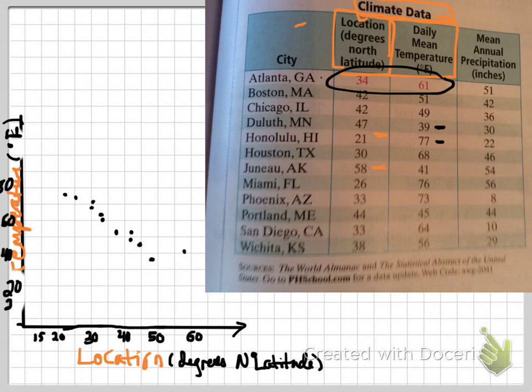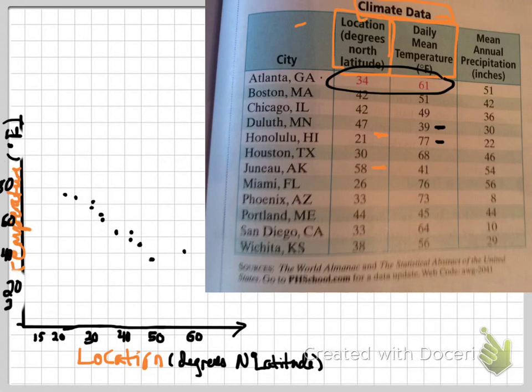All right, so I've plotted all my points. So you can see, after this scatter plot, we're comparing temperature and location, and you can see an overall negative trend, right? This downward trend happening on this graph.